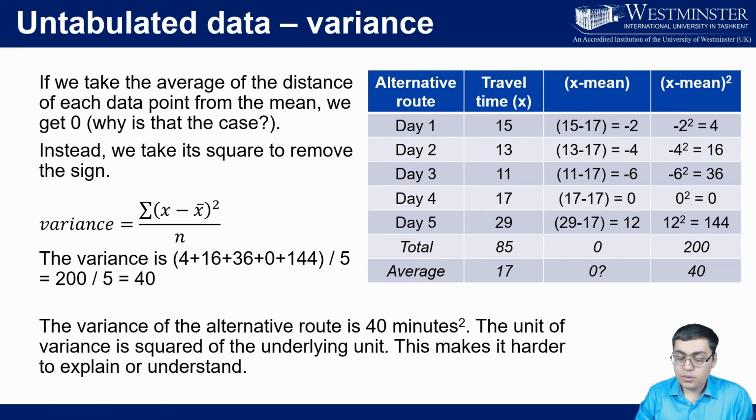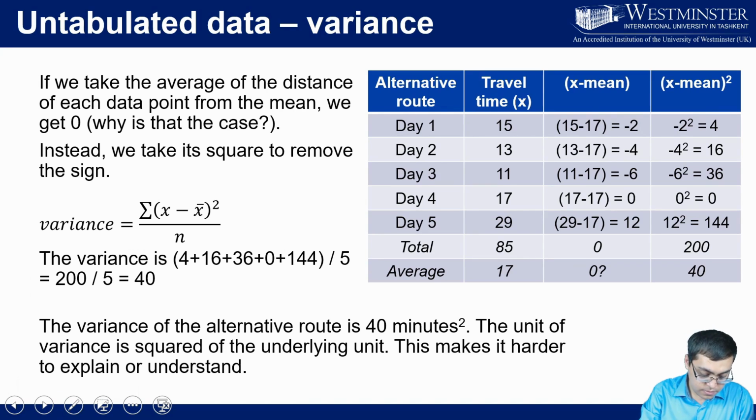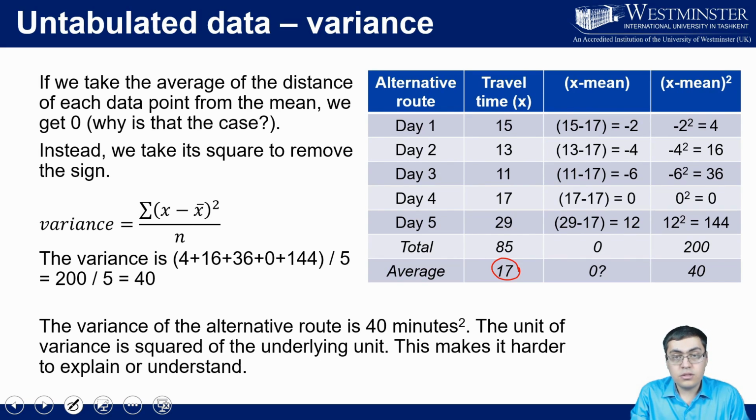So if we were to do that, we would calculate the mean, which in our example is going to be 17. Then what we do is we take the difference between each of our observations and the mean, which we do in this column over here, and that's going to be -2, -4, -6, and 12. However, notice that if you try to sum them all up, you actually get 0. Right? And I would also like you to think about why that would be the case.